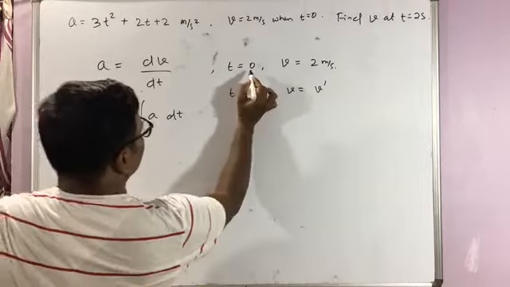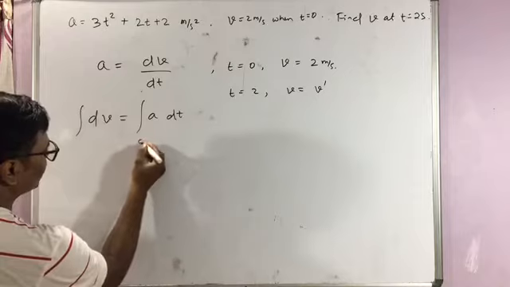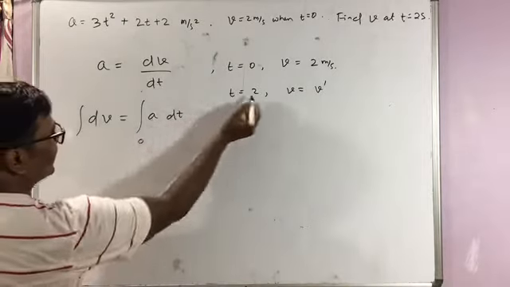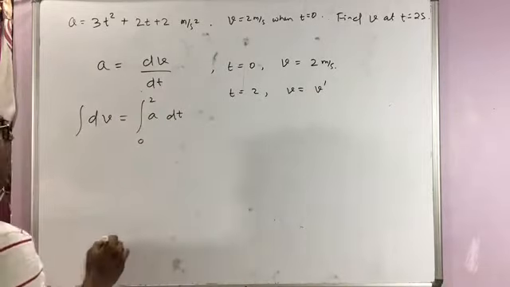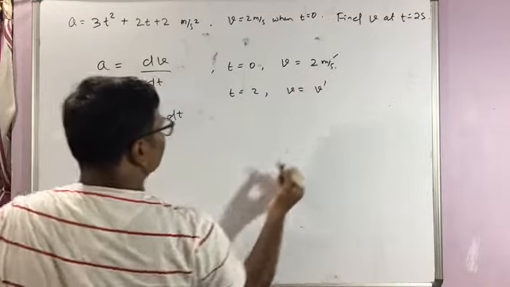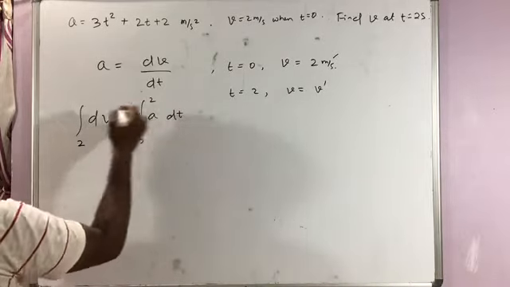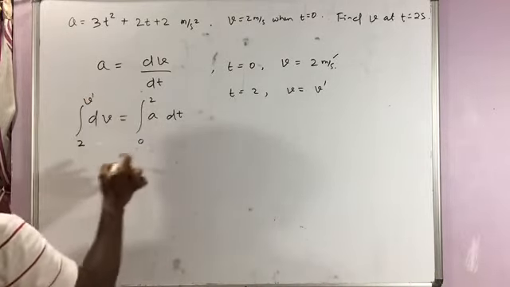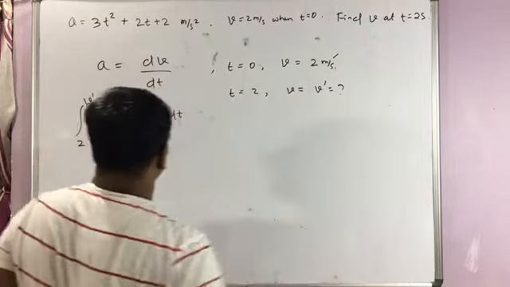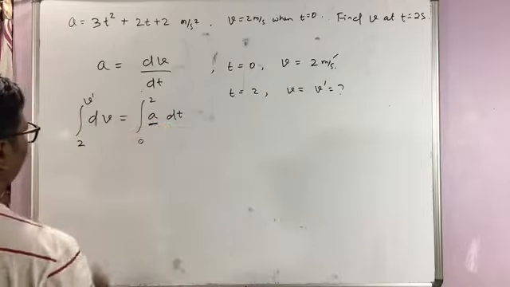The time starts from 0, as it is a function of time on the right side, so we put time to be 0 here and it ends at 2 seconds. And for the velocity, the initial velocity is 2 meter per second, so you can take it to be 2 here, and your final velocity is v dash, that you need to find out. So now let us integrate and put the function of acceleration here.